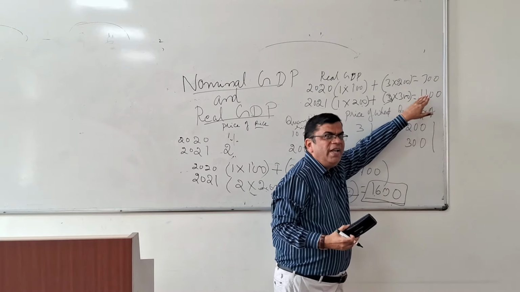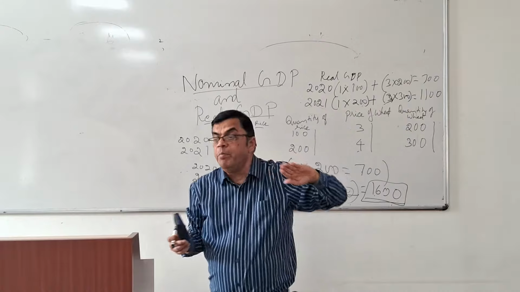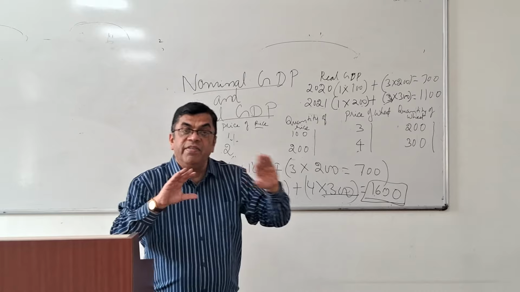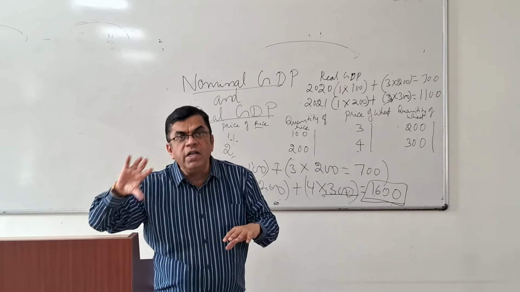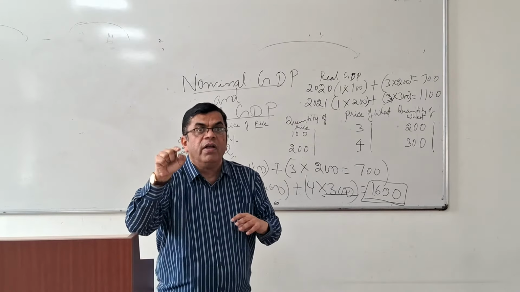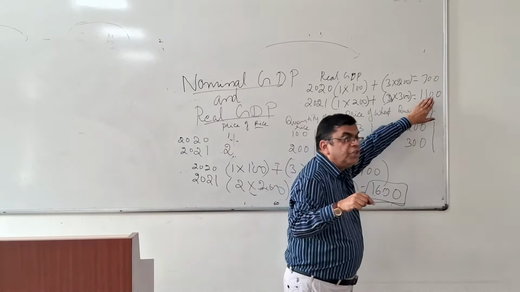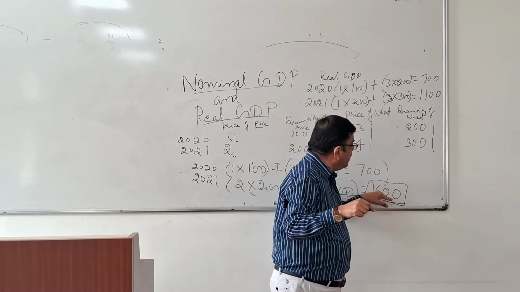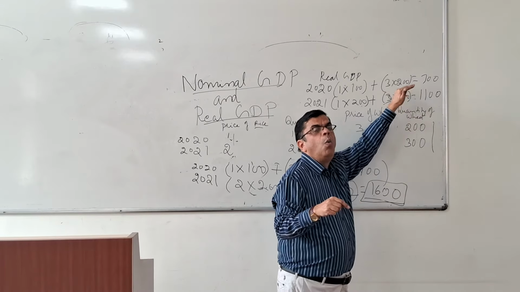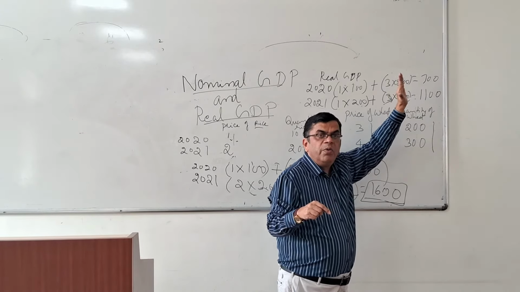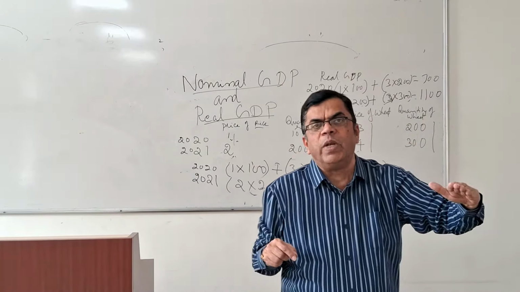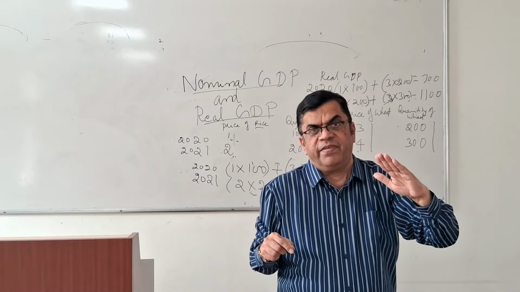So what did I do here? I segregated the impact of rising prices and rising quantity of goods. And the rise in quantity of goods is what I want, and that is my real GDP. So the nominal GDP is 1600, but the real GDP is 1100. So nominal GDP is valued at current year prices, whereas real GDP is calculated at constant prices.